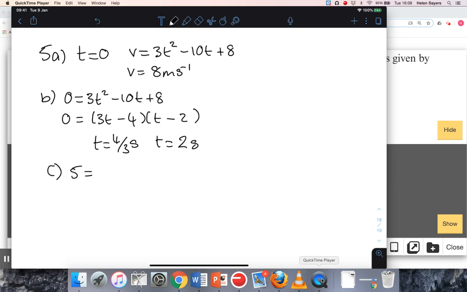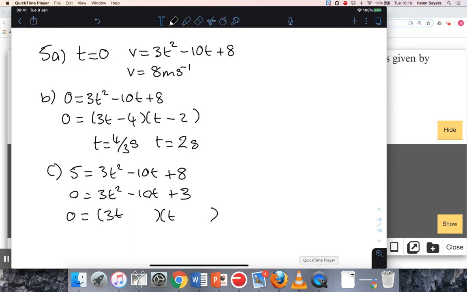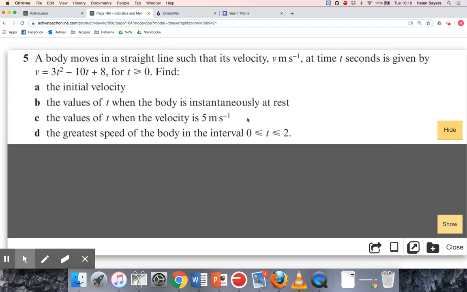So when does the velocity equal 5? Okay, so it's a quadratic, so we need to make it equal to 0. And again, I think this factorizes, but you can put it into your calculator. So if I do 3 and 1, yep, so t is 1/3 of a second, or t is 3 seconds, and again, it wanted values of t, so that's looking pretty good.